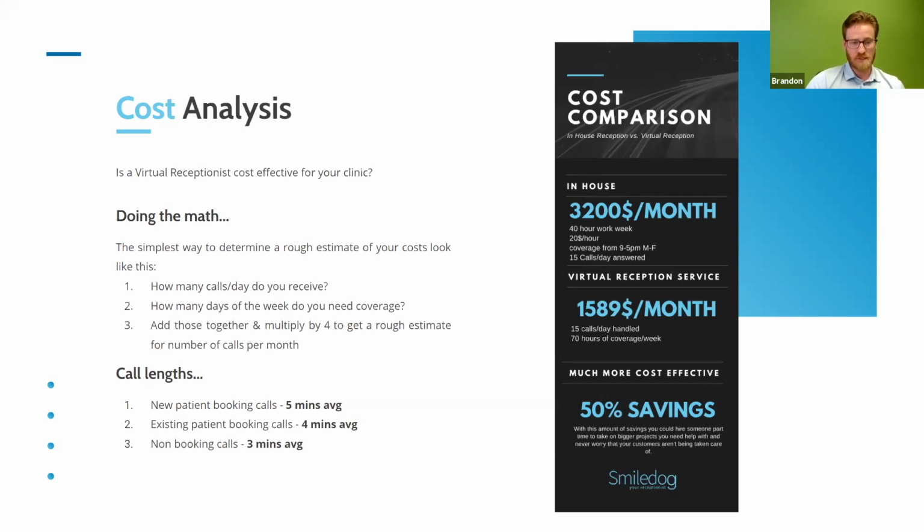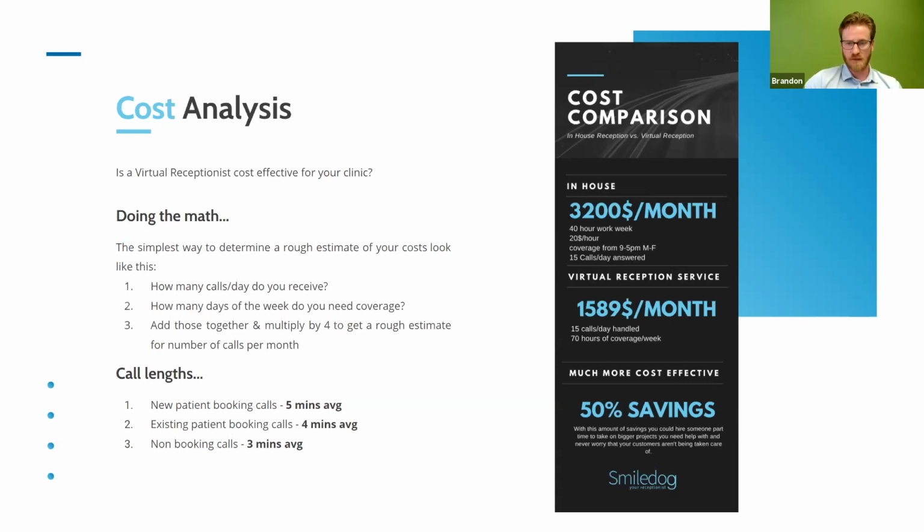Based on some of the data that we've accumulated over the years, these are the rough estimates in terms of call length averages. A new patient booking is roughly around 5 minutes. An existing patient booking is roughly around 4, and a non-booking call is roughly around 3. With that data, you can give yourself an estimate of how many calls and how many minutes you're using on a monthly basis, so that when you go out and search to find out what service is going to work for you, you can give yourself a pre-estimate of, okay, this is going to be the rough estimate of what my monthly cost could be.